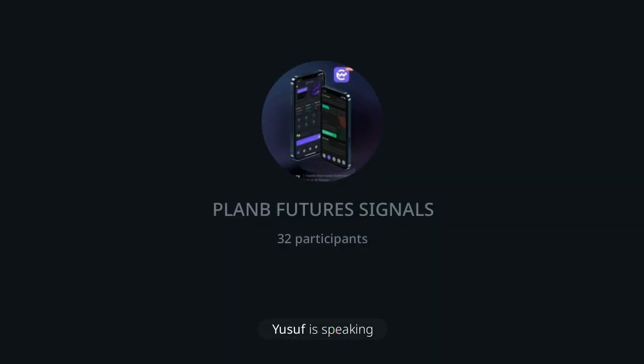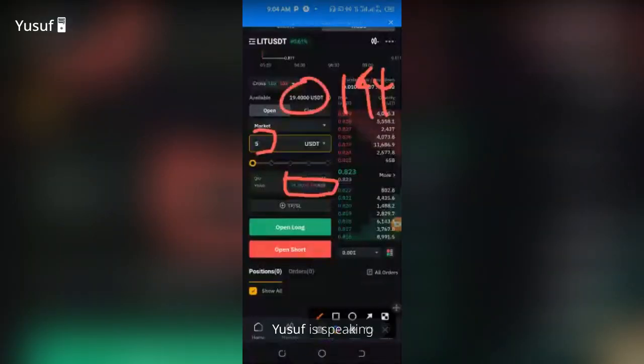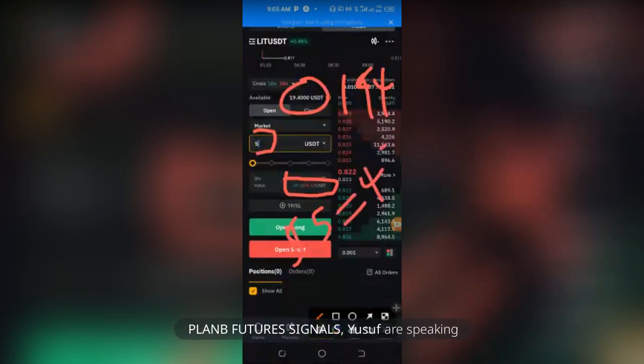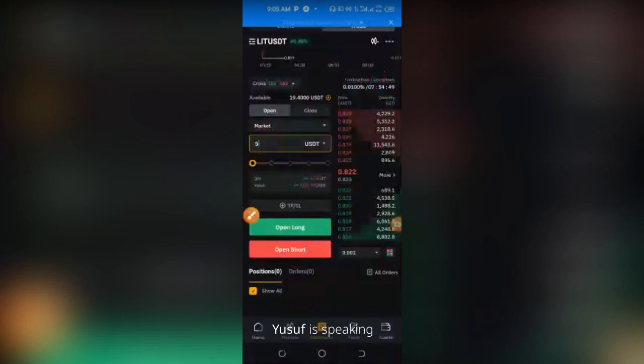So out of my real $19, this is the $5 I'm using. But because of the leverage, $5 is equivalent to $49. Am I correct? Yes, sir. So I would like everybody to get that right.